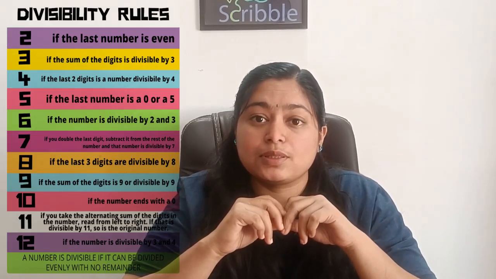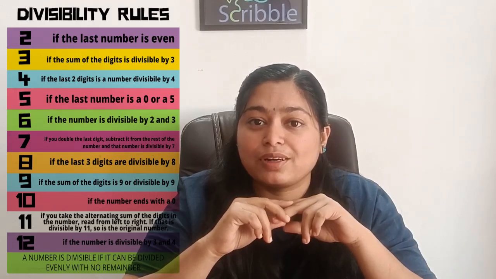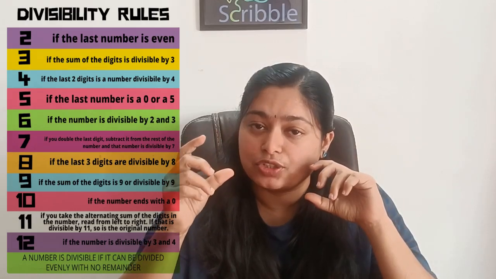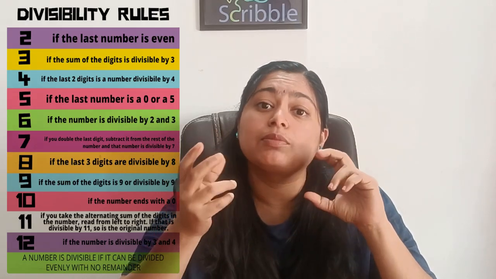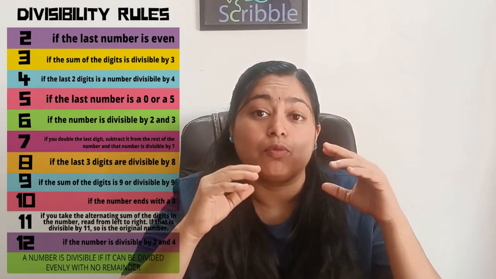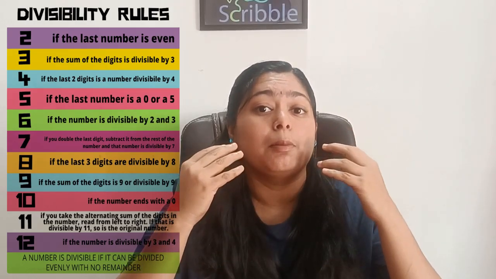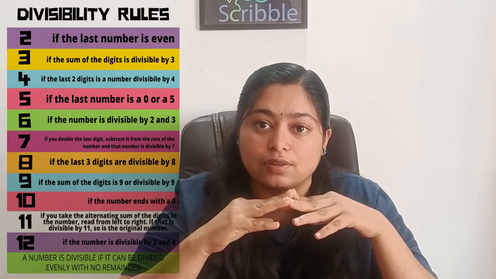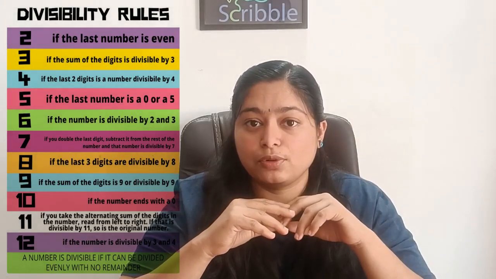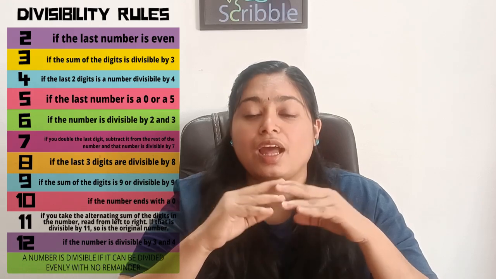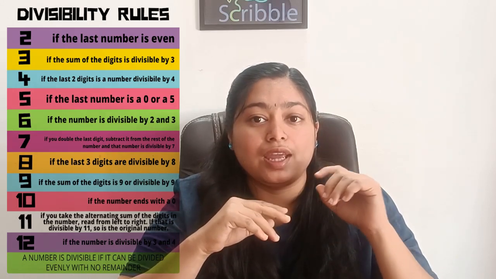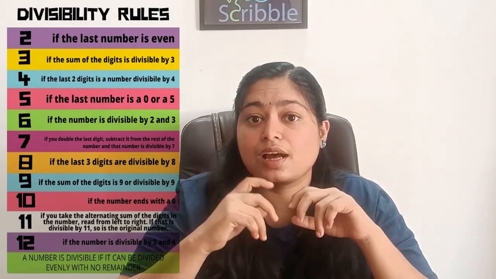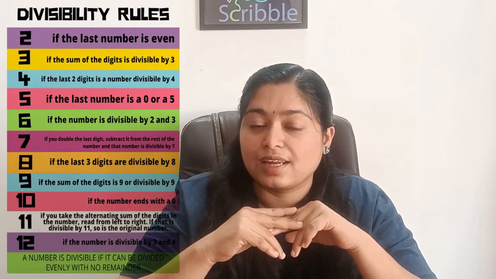Now let's check the divisibility rule of 7. This was a little different and a little trickier one. You have to double the last digit and subtract it from the rest of the digits. If the difference you get is a multiple of 7, then it is divisible by 7. You can again refer to the main video if this part was not clear. And let's move on to the divisibility rule of 8. It says that if the last 3 digits form a multiple of 8, then the number is divisible by 8.